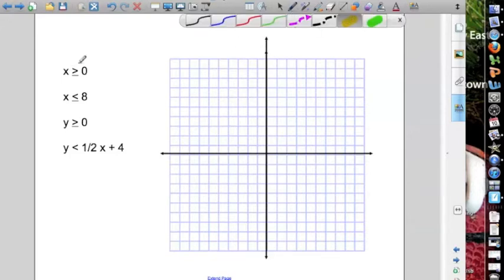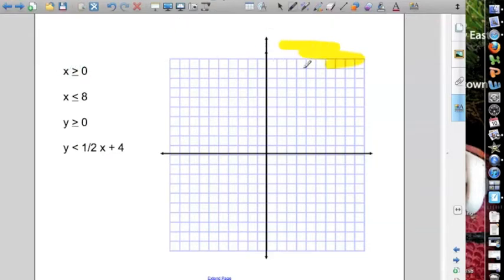And now I've got to look to shade. I want to shade the x's that are greater than or equal to 0. All the solutions are greater than 0. Those are to the right here. And so this whole area over here would be shaded. Now as I look at the next one, x is less than or equal to 8. So I want to make that line as well.